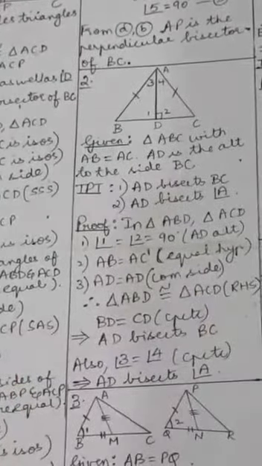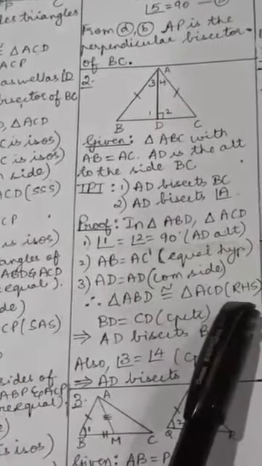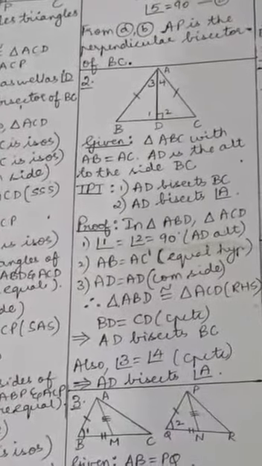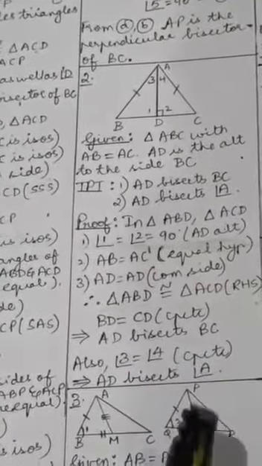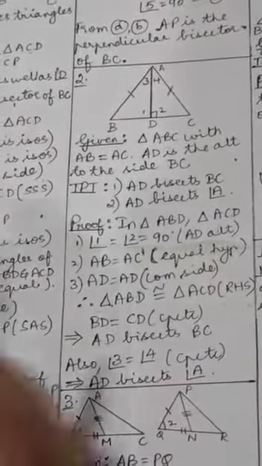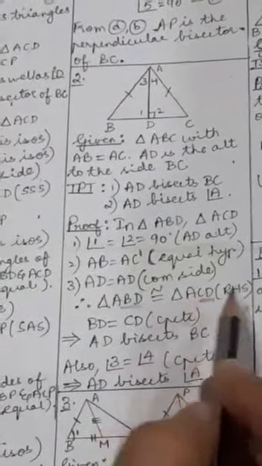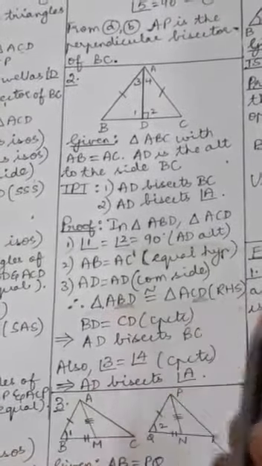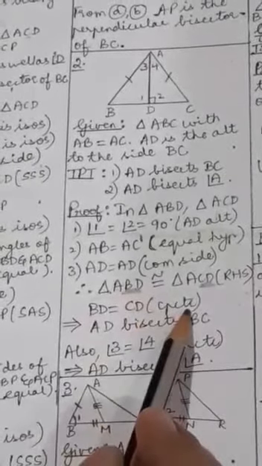Now what do we have to prove? We have to prove that BD is equal to CD. So now that these two triangles are congruent, their corresponding sides and corresponding angles will be equal. So see here, BD equals CD, by CPCTC.